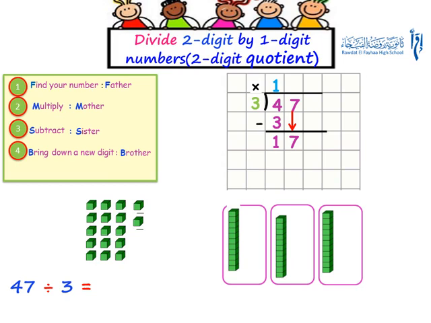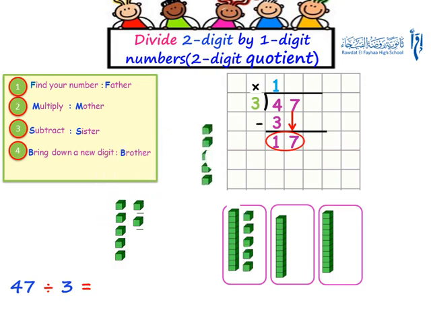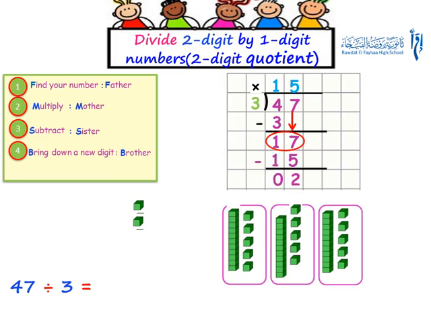Now we will distribute the 17 into the 3 groups equally. So each group will get 5 ones blocks and 2 ones blocks remain. So we will write 5 just above the 7 because each group got 5 ones blocks, and 15 below the 17 because we subtracted 15 from the 17 and 2 ones blocks remain.